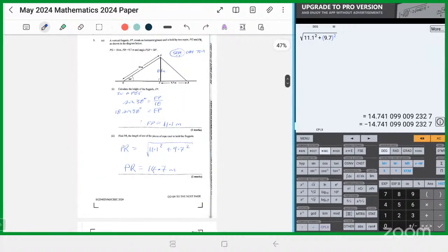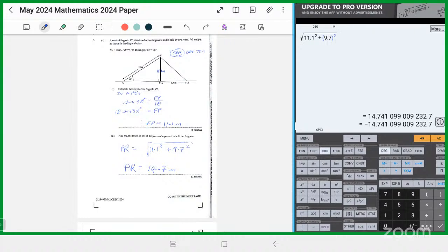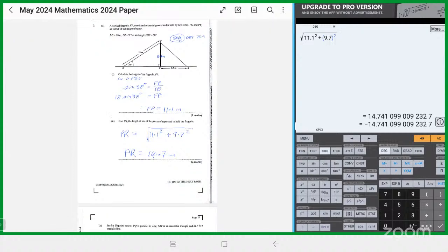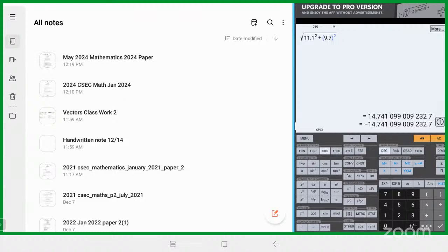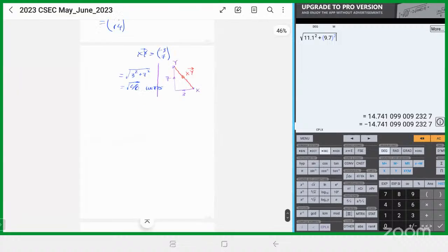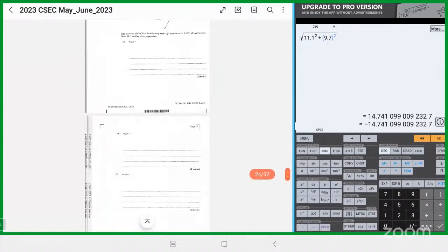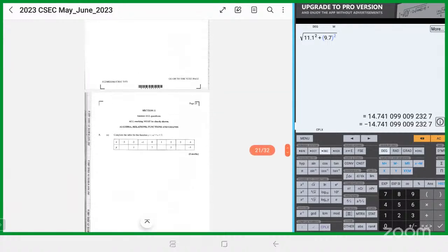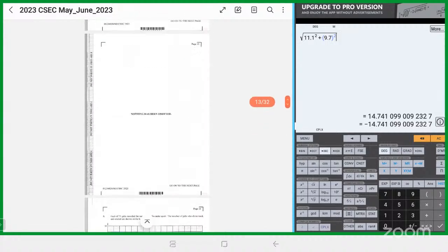That is that. So let's look at which paper I would probably give you next. I would probably give you June 2023. Let me see. And number 3 is a simple trigs question. Number 3 also.